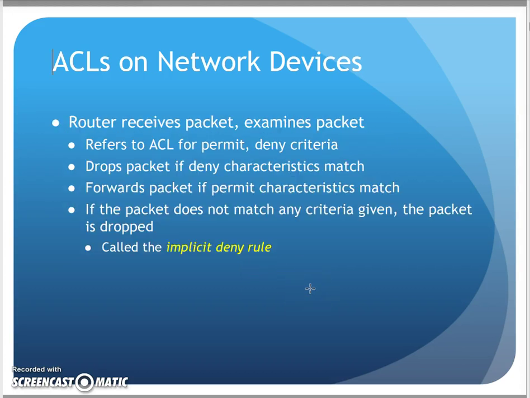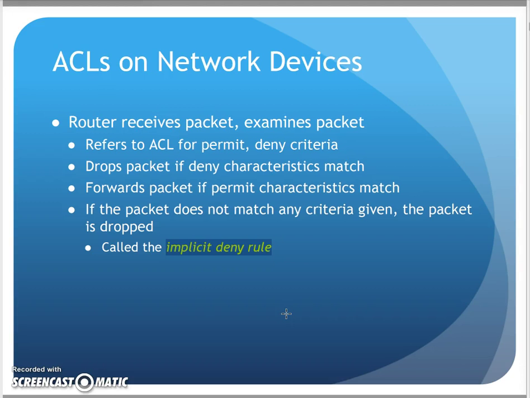So when a router receives a packet, it's going to examine the packet. It's going to refer to the access list for permit or deny criteria. If it matches, it might drop it or it might turn around and forward it, depending on how the access list is written. If the packet does not match any criteria, the packet can be dropped if we're not careful. There's an implicit deny rule at the end of an access list, meaning if I don't explicitly say, yeah, go ahead, the access list is going to say, no, you didn't allow it, so I'm going to deny it.